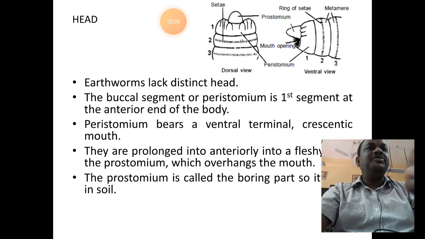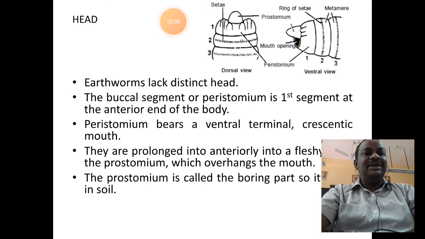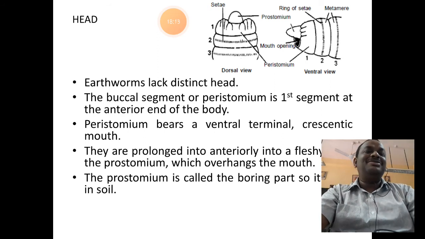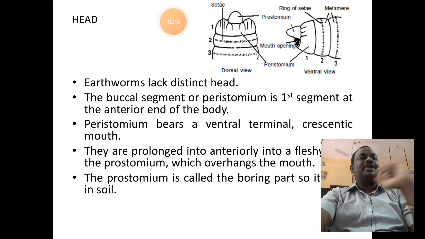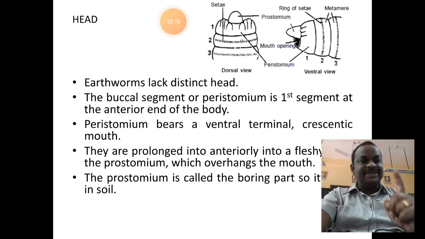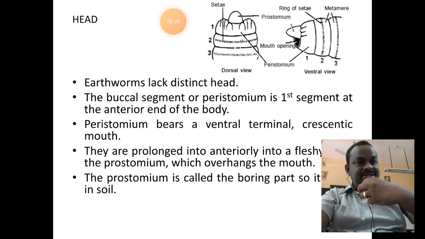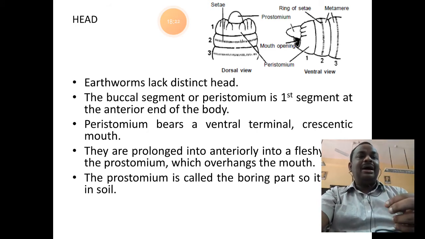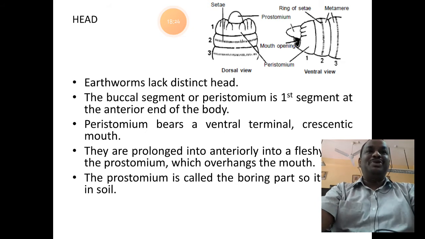So, don't get confused here, students. Most of the students get confused here between prostomium and peristomium. Peristomium is the actual ring-like structure which forms the first segment. In front of it, there is an extension of the peristomium which we call prostomium.